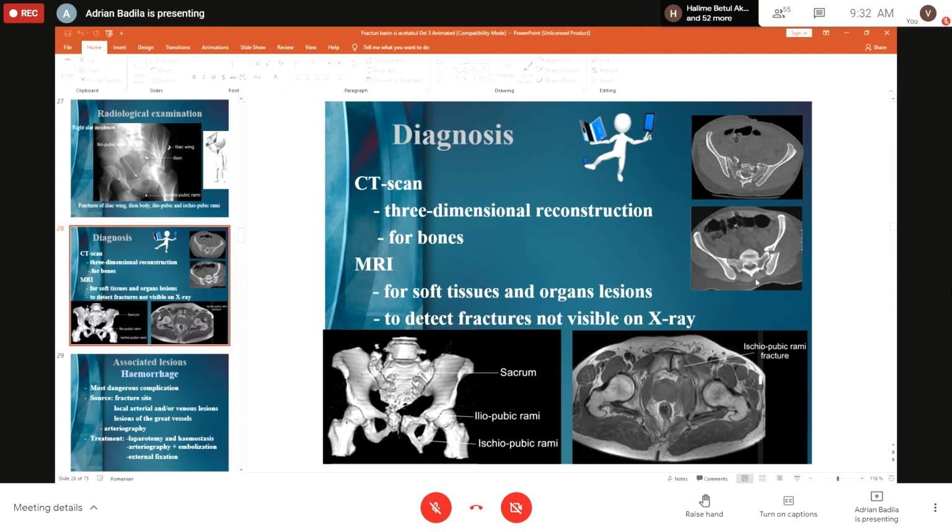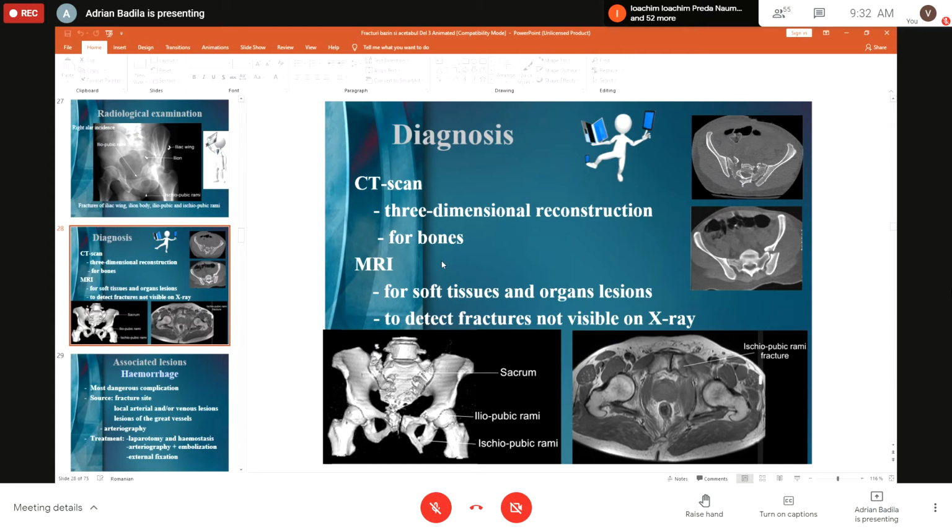Here we have other images from the CT scan. These are horizontal slices of the pelvis. Here we have a fracture of the right sacral wing. Here we have a fracture of the left iliac wing.